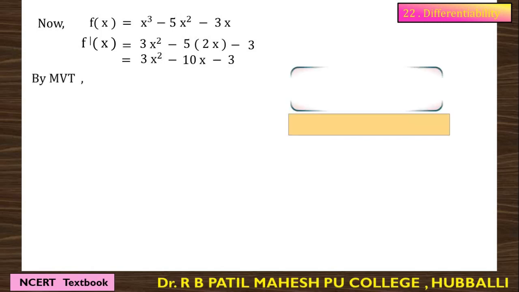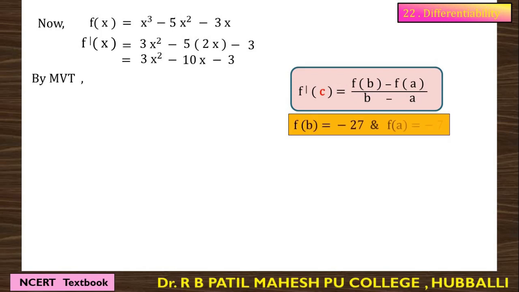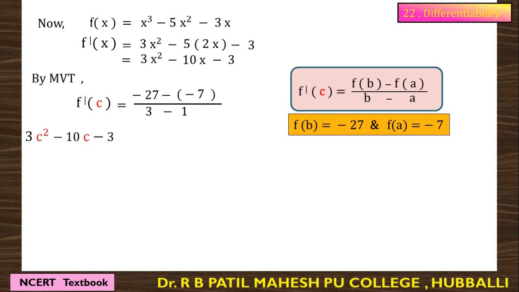Now by mean value theorem, this is the theorem formula. f dash of c is equal to f of b, which is minus 27, minus f of a, which is minus 7, divided by b minus a, that is 3 minus 1. Next, substitute f dash of c, that is in this f dash of x, put x equal to c. 3c square minus 10c minus 3 equal to, and simplifying this, you will get minus 27 plus 7 divided by 2.